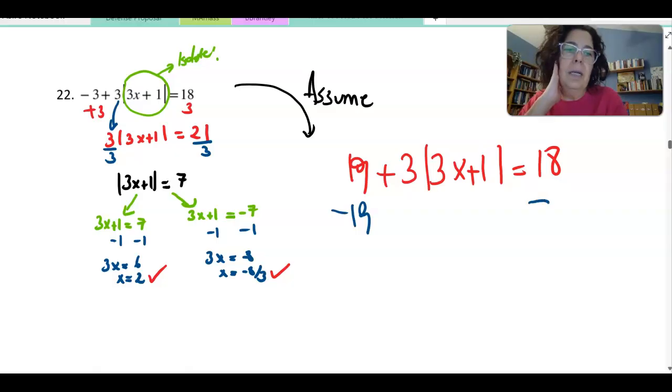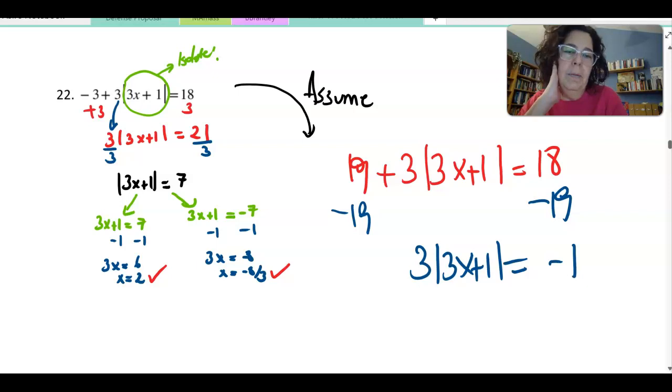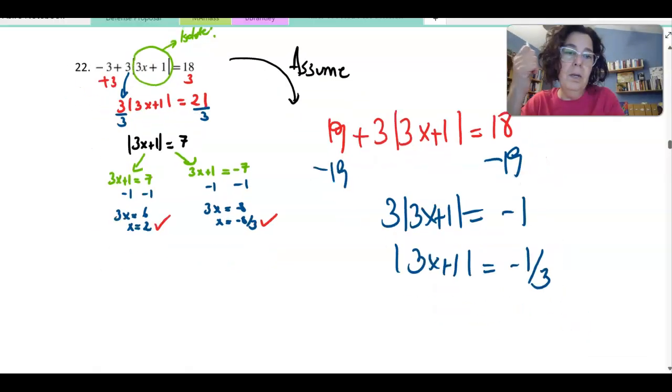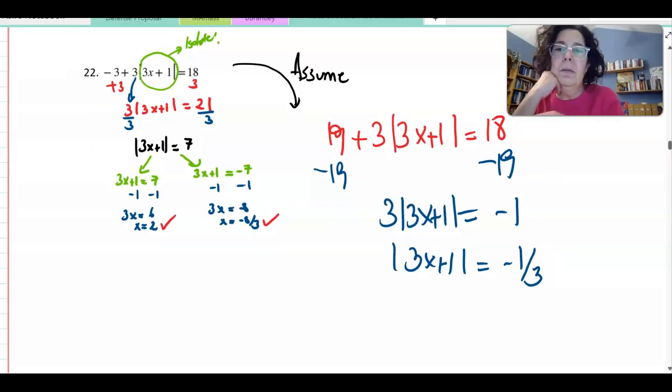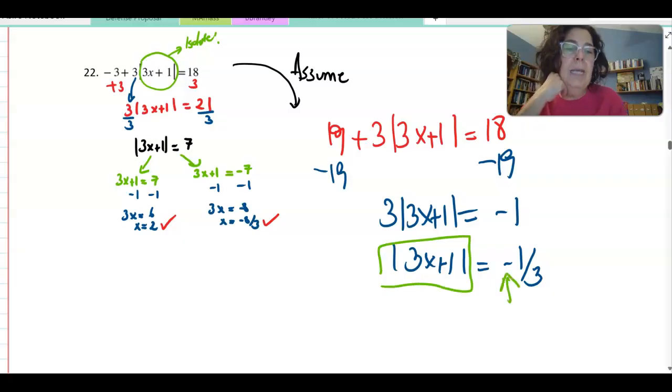We subtract 19 from both sides. 3x plus 1, that will be -1. Then we end up with the absolute value of 3x plus 1 equals -1/3. And then we had to stop here because once we isolate the absolute value, if we have a negative number on the other side, that will be no solution.